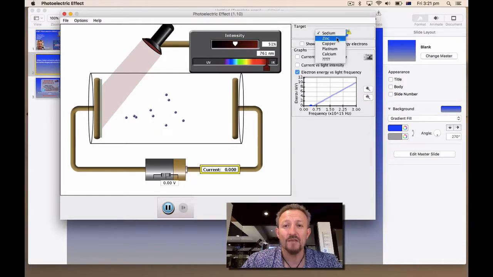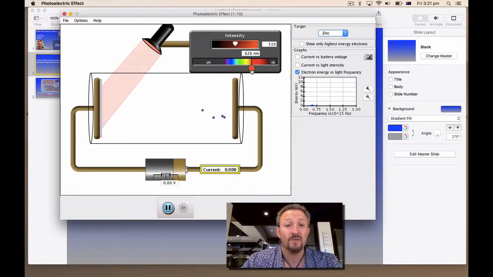Let's go and check zinc. Okay, so we'll do zinc. We'll just let these finish off, and we'll move things. So 535 was the threshold wavelength of sodium. So let's go to 535. There's 535, just about, and nothing's happening. So zinc will go a bit further.